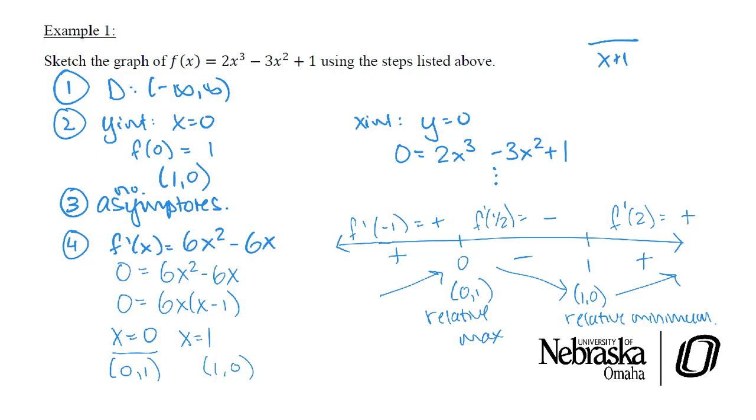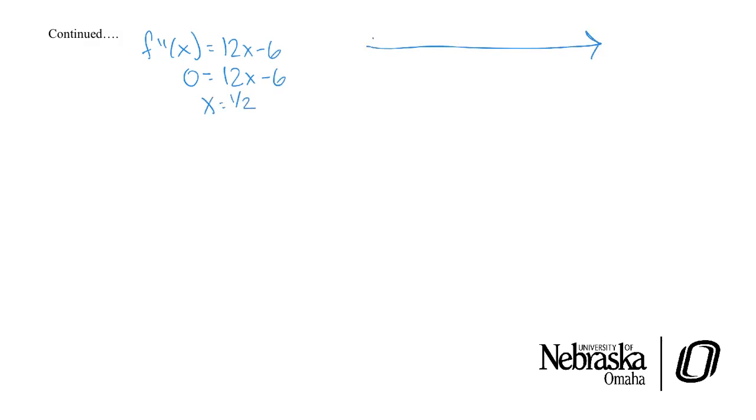We can also look at our slope. We have a positive slope from 0 to 1, and from -infinity to 0. Okay, so our second derivative then would be 12x minus 6. We want to set that equal to 0. So we would get x equals 1/2.